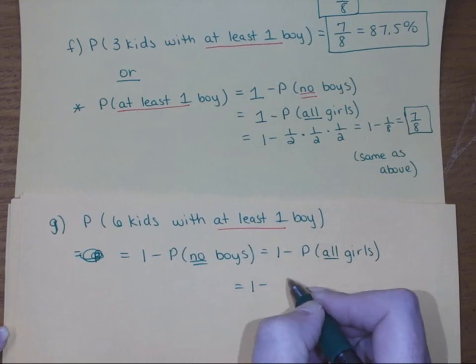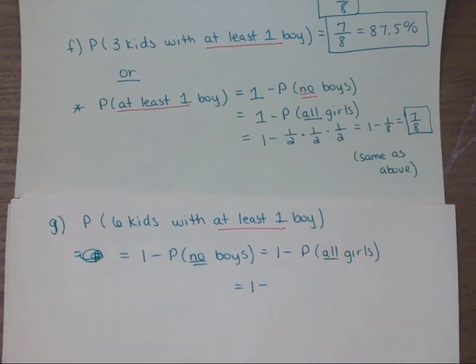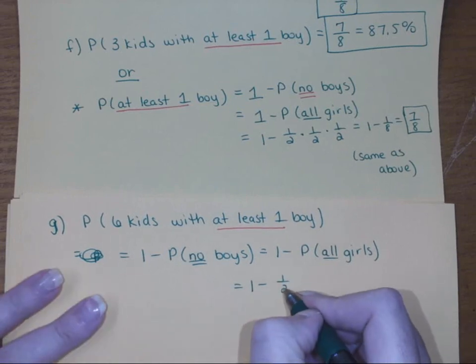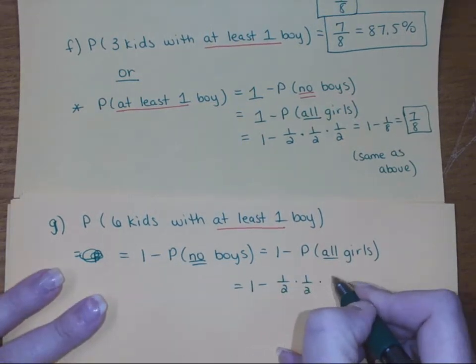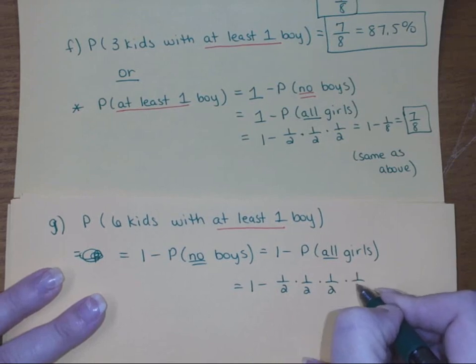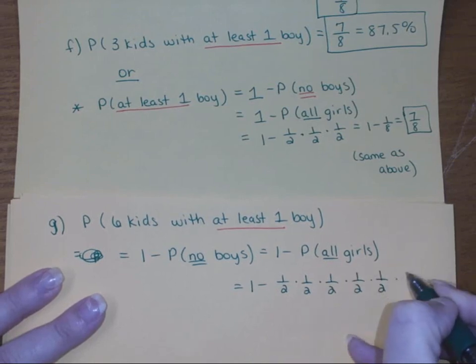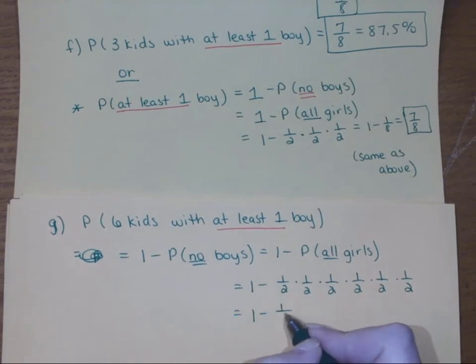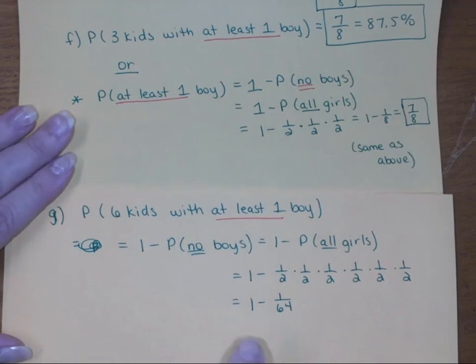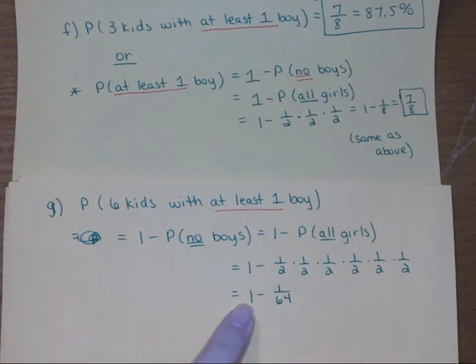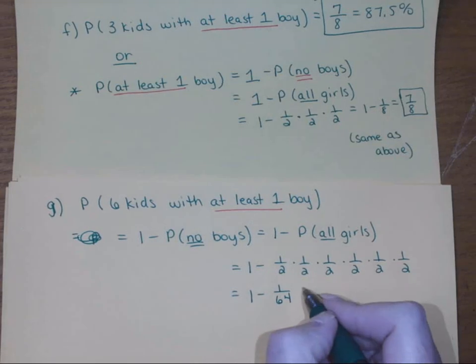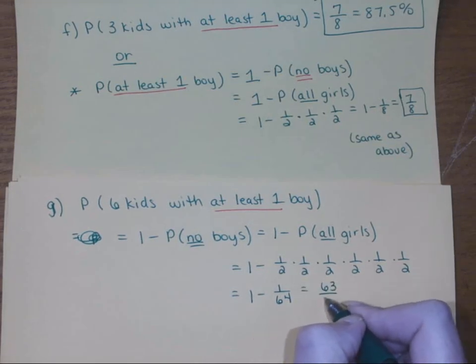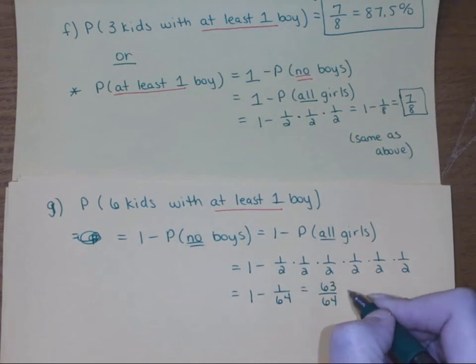So it's going to be 1 minus, now what would be the probability that they were all girls? Well, there are 6 events, and each event has the probability of 1 out of 2 because they're independent from each other, right? So we need 6 1/2s being multiplied by each other. So essentially, we're going to get 1 minus 1 over 64. Think of that like 64 over 64 minus 1 over 64. So that's 63 out of 64.